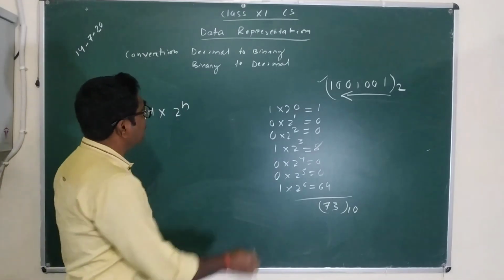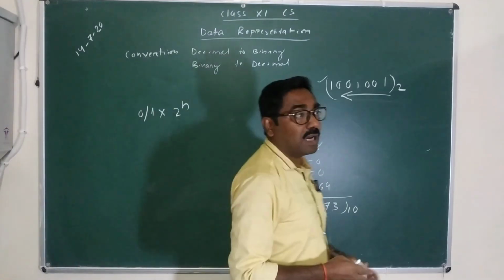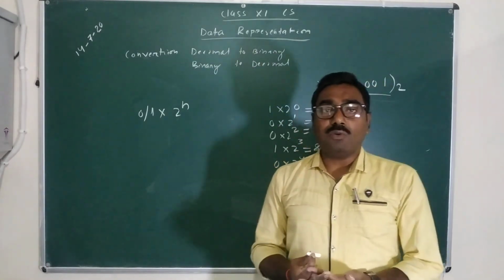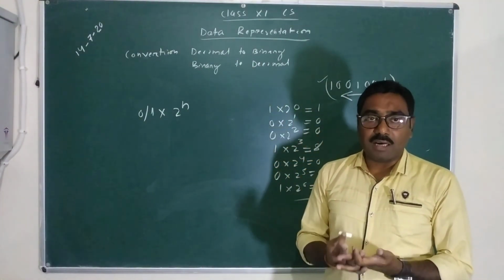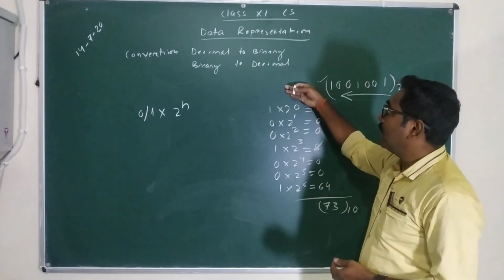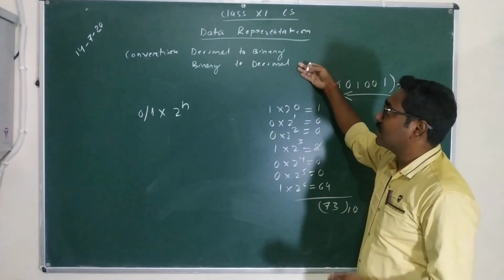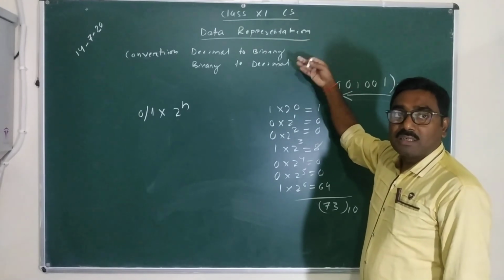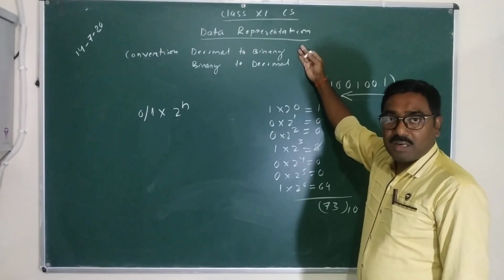I think these two examples can clear your doubts, whatever doubts you had in the last class. In the next session we will go for fractional decimal numbers, converting fractional decimal to fractional binary and fractional binary to fractional decimal number.